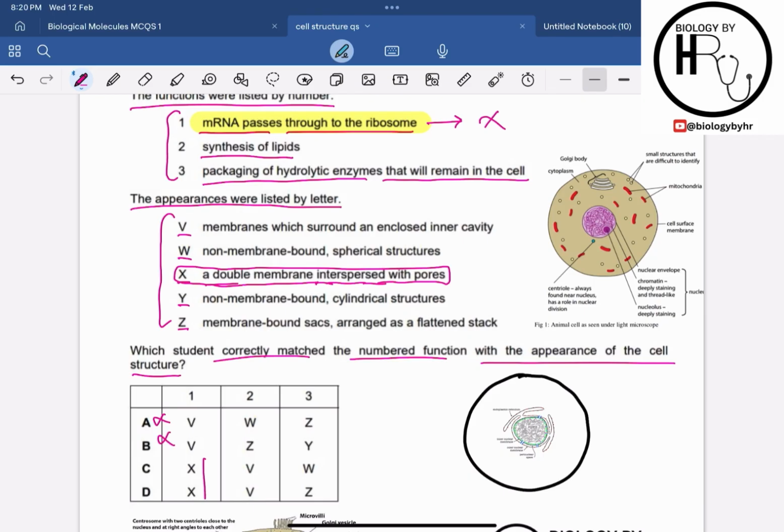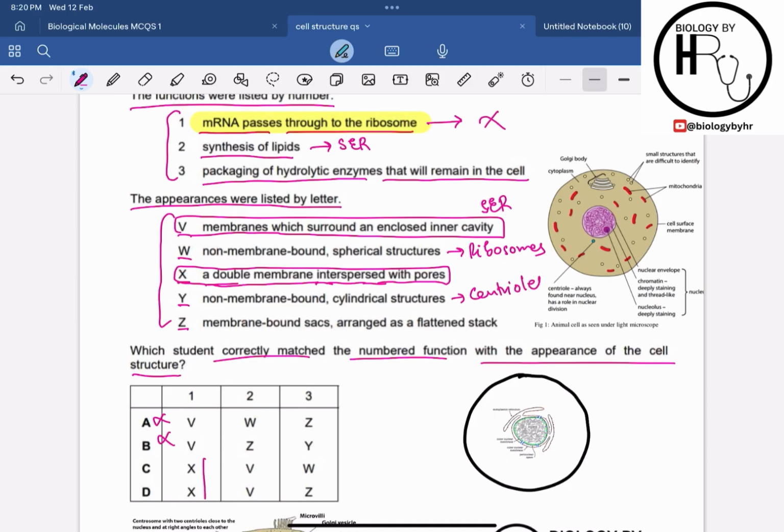Now 2 is the synthesis of the lipids. We know that the synthesis of the lipids takes place in the smooth endoplasmic reticulum, and the smooth endoplasmic reticulum is basically membranes which surround an enclosed inner cavity, right? So this is the description of the smooth endoplasmic reticulum. If I discuss W, a non-membrane bound spherical structure, these are the ribosomes. And if I talk about Y, a non-membrane bound cylindrical structure, these are the centrioles, right?